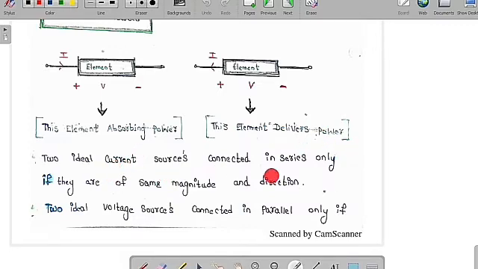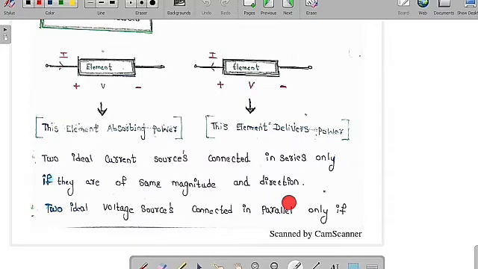Ideal current sources can be connected in series only if they are of the same magnitude and direction. Whenever you want to connect two ideal current sources in series, their magnitude should be equal and their direction should also be equal. Then only will KCL be satisfied.